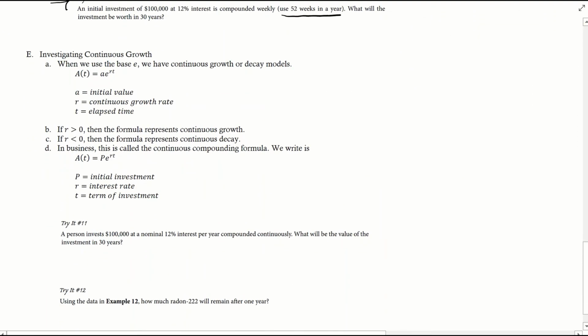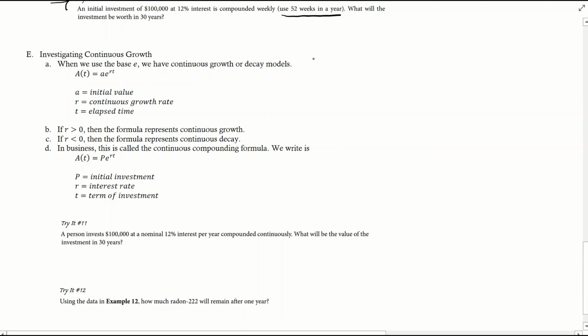Now, continuous growth. This happens when it's like every second of every day, we're constantly putting in interest and we're earning interest on that interest and more interest. And there's so much interest that the interest has interest. So this is what I mean by continuous growth. It's just a ridiculous amount of interest. So this is when we use base E.